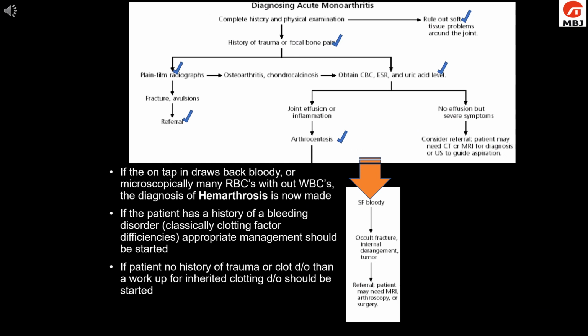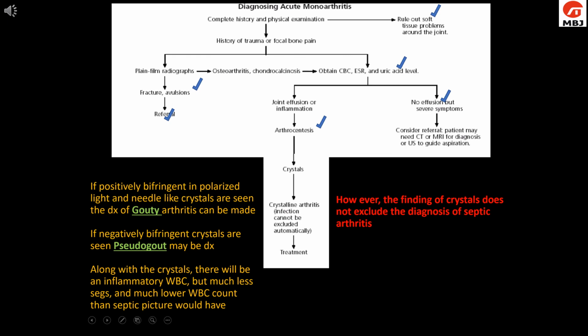If culture shows suspicion of infection or infection, then give antibiotics. If the aspiration is bloody, occult fracture, internal derangement or tumor is a possibility, so do an MRI scan or arthroscopy. If the joint aspiration shows crystals, if positively birefringent in polarized light and needle-like crystals are seen, then the diagnosis of gout can be made. If negatively birefringent crystals are seen, pseudo-gout is the possibility.